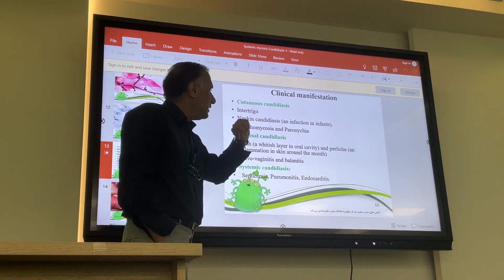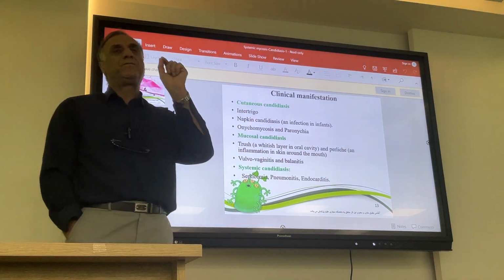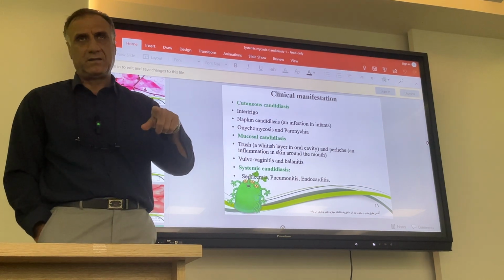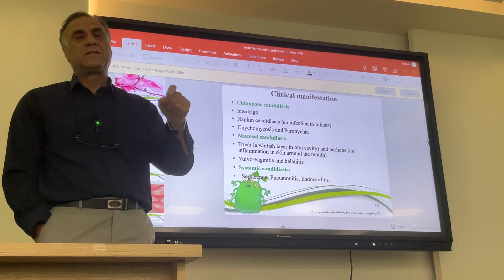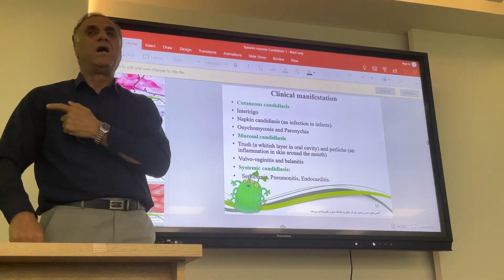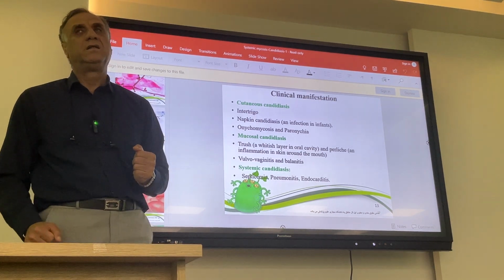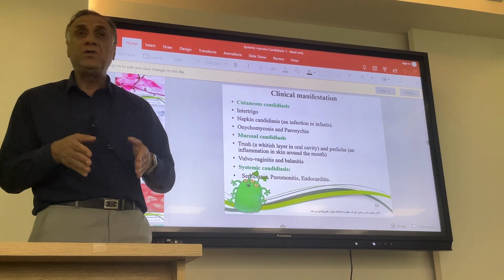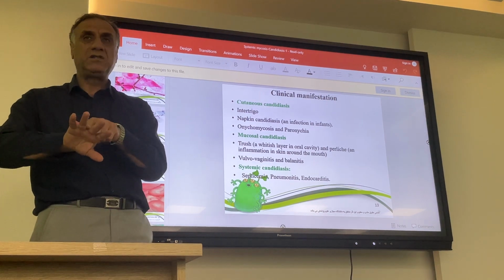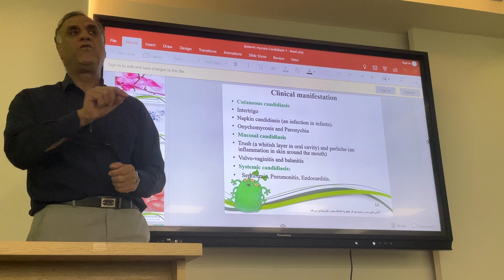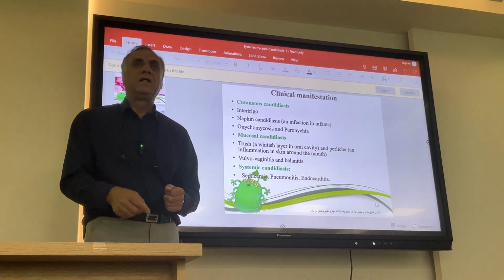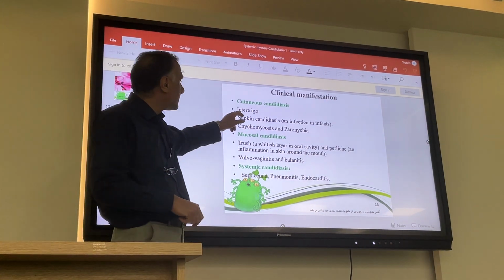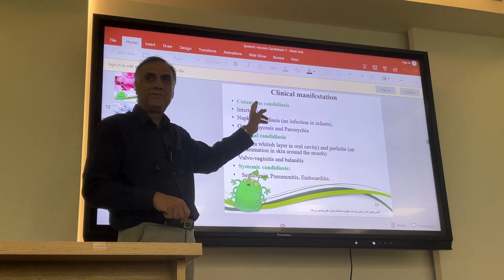In cutaneous candidiasis, we have Candida as normal flora in the skin, in some areas of skin: axilla, submammary in women, inguinal area, interdigital, and toe web in the foot. You find this microorganism Candida in these areas. These are intertriginous areas.